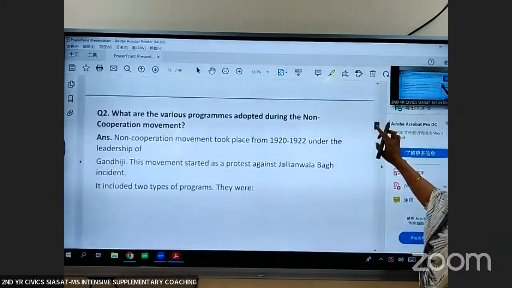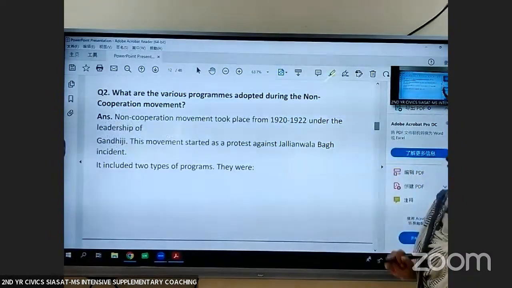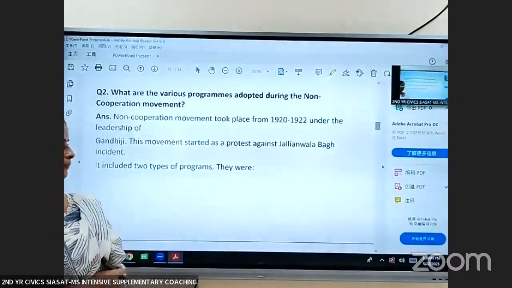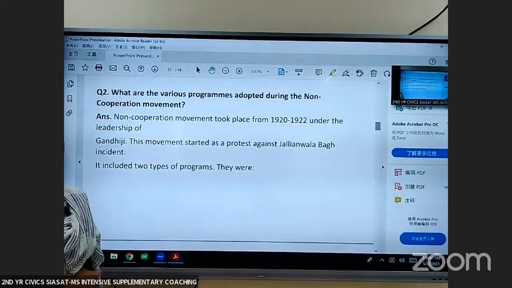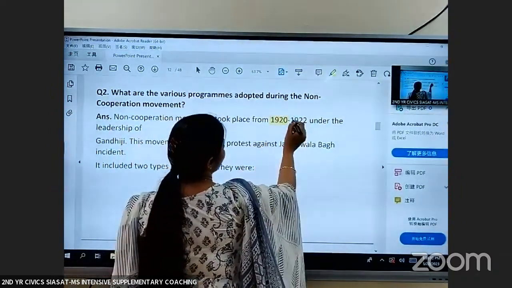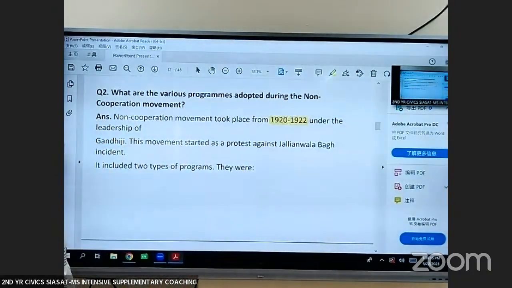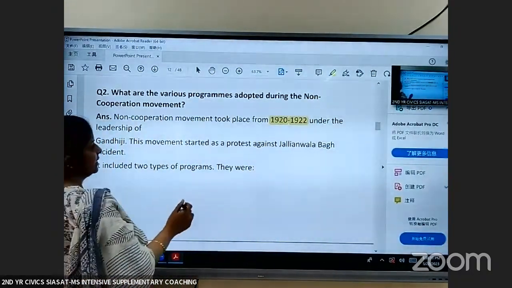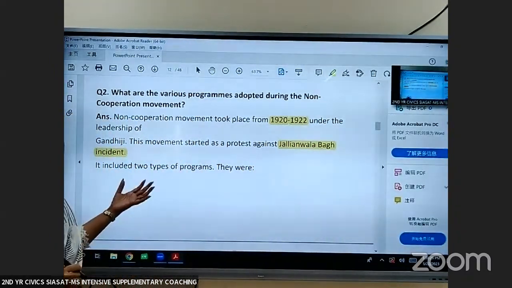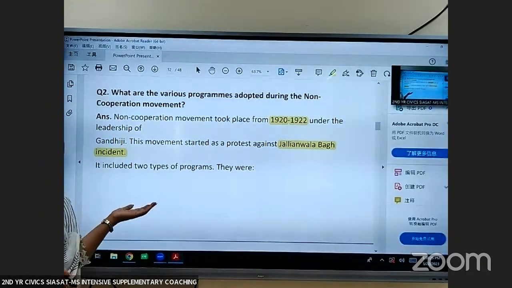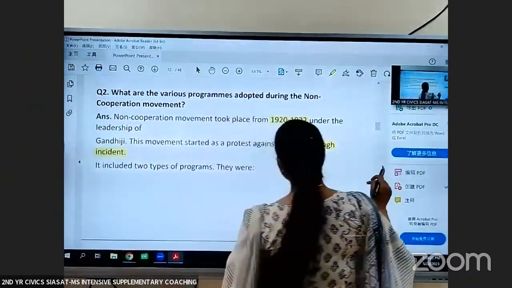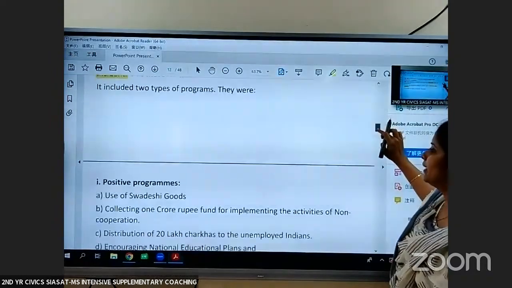Let us move to the next topic: what were the various programs adopted during the non-cooperation movement? This non-cooperation movement was started by Mahatma Gandhi in 1920 and lasted from 1920 to 1922. It was started against the Jallianwala Bagh incident, where many innocent people were killed by General Dyer. So Gandhiji decided that we were not going to cooperate with the Britishers.